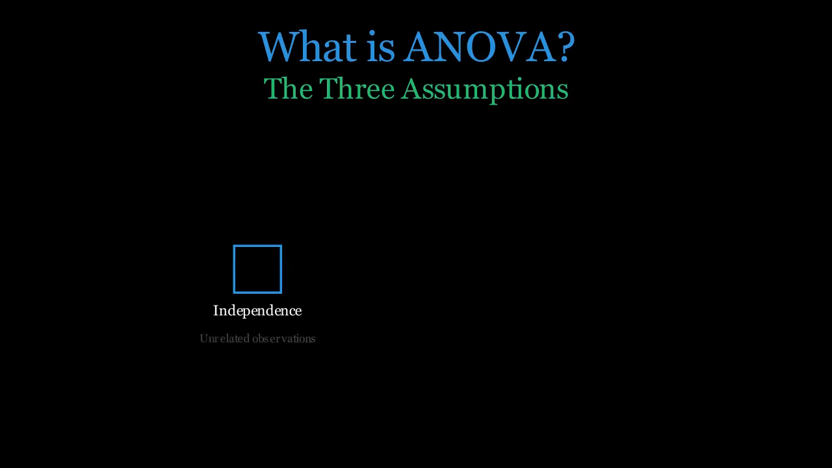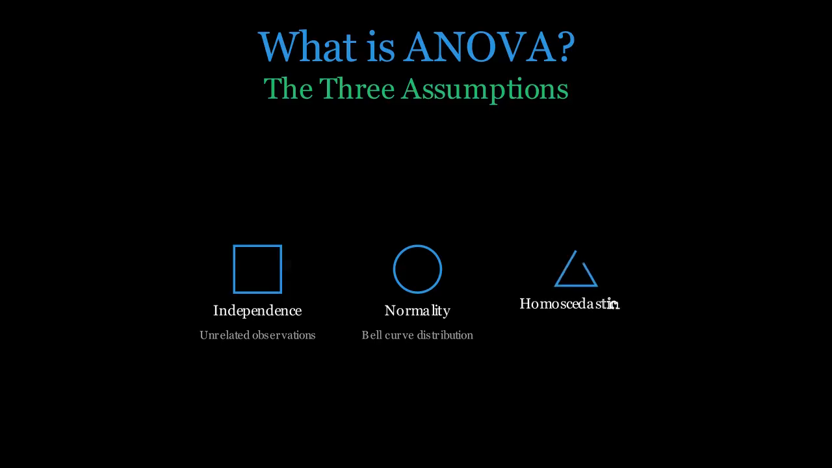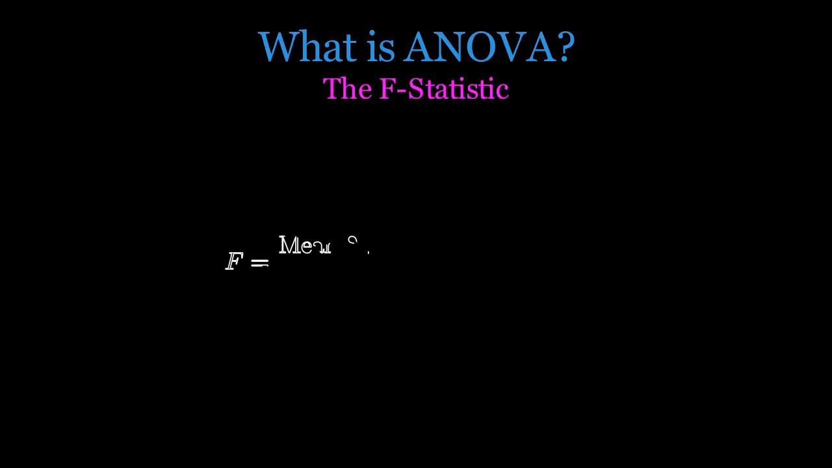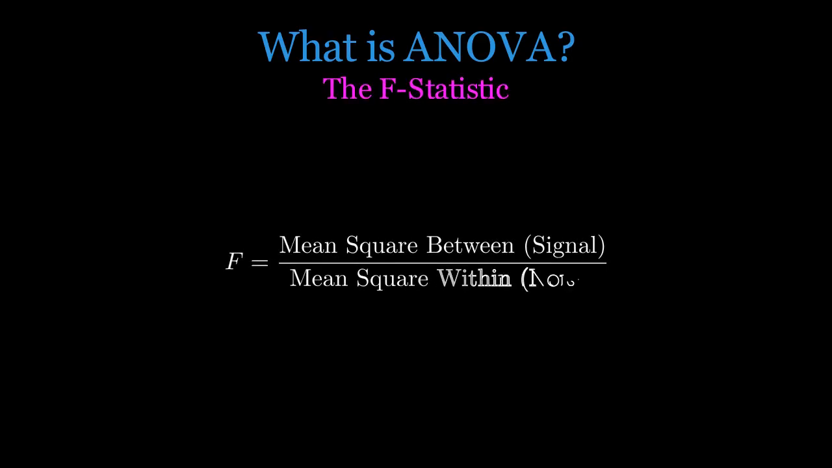Section 3. The 3 pillars of assumptions. For ANOVA results to be valid, your data must meet 3 criteria. First, independence. Observations must be independent of each other. Second, normality. The data in each group should follow a bell curve distribution. Third, homoscedasticity. The groups should have roughly the same amount of spread or variance. If these pillars crumble, our statistical conclusions might fall with them.